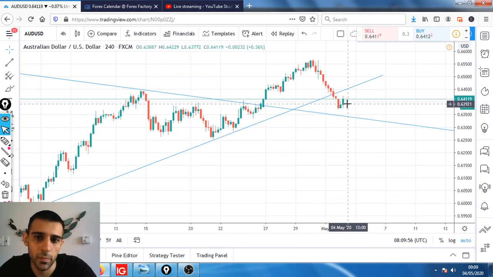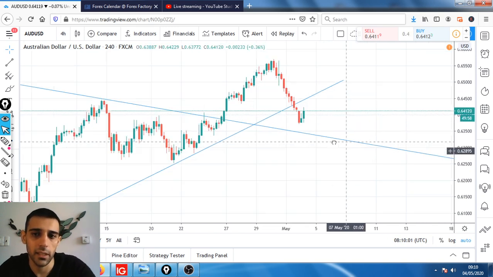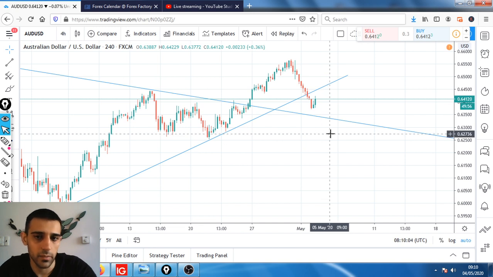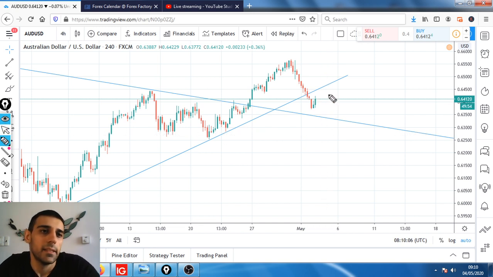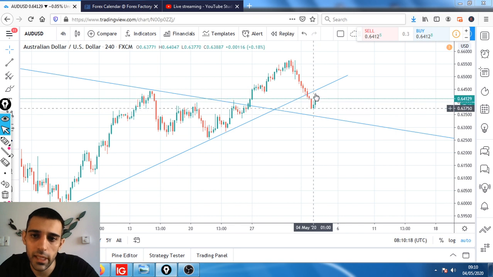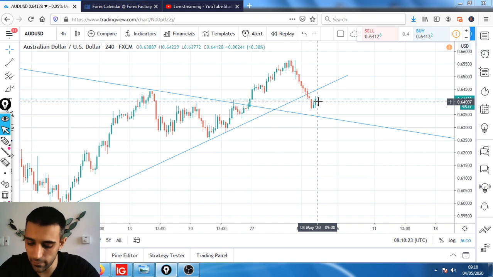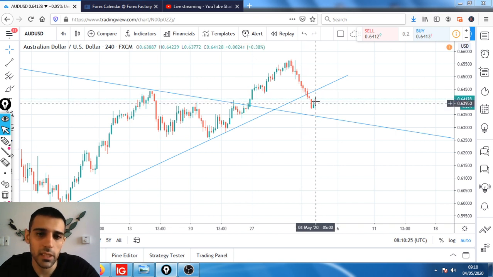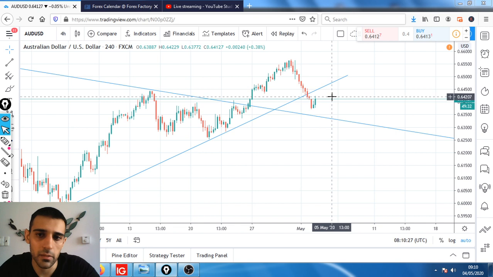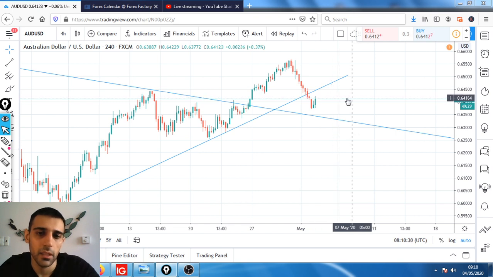In this case, it's more of a waiting game. I do want to see the price turning before I come into the short side. I do want to see the price coming down, and also the close of this 4-hourly candle, which is not going to happen for another 2 hours and 50 minutes. I want to see the close of this 4-hourly candle before I commit to the short side.